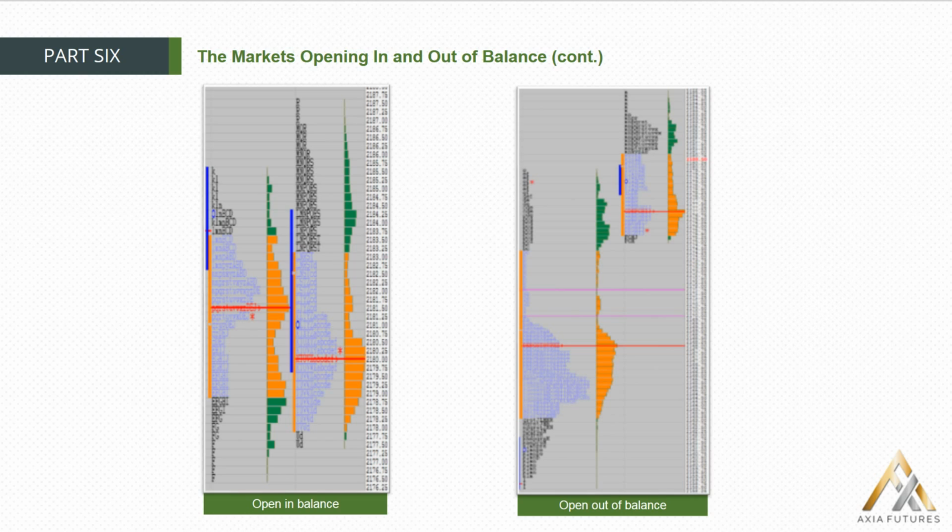So there's a lot of two-way indecision, a lot more participants are now dragged in and forced to respond to these higher prices. And that creates volatility. And that creates the potential for opportunity.